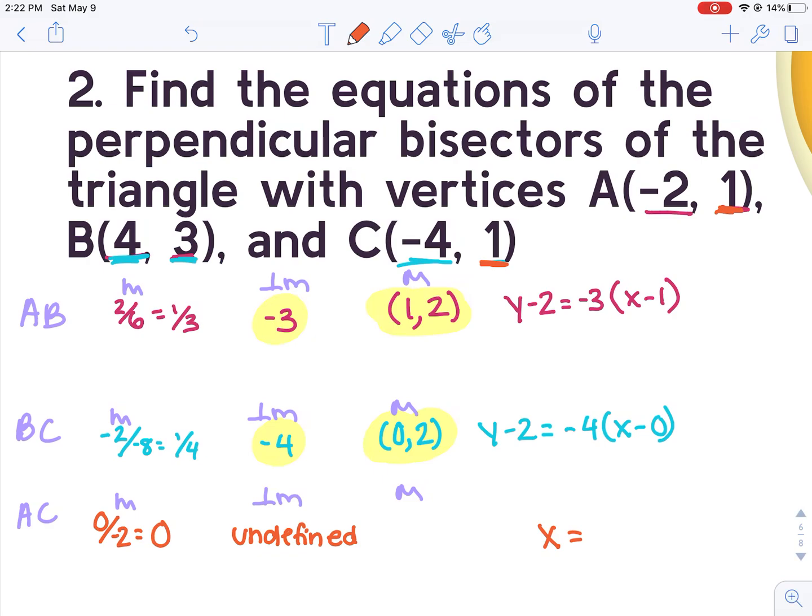To find that number, I'm going to take the midpoint of A and C, and the x value of that is negative 3. The y value is still 1. This negative 3, that x value, is what x must equal. So this is the equation of the perpendicular bisector. And you will not see that on today's checkpoint, but you could see something like it on tomorrow's checkpoint. So don't panic if you do get something like that.